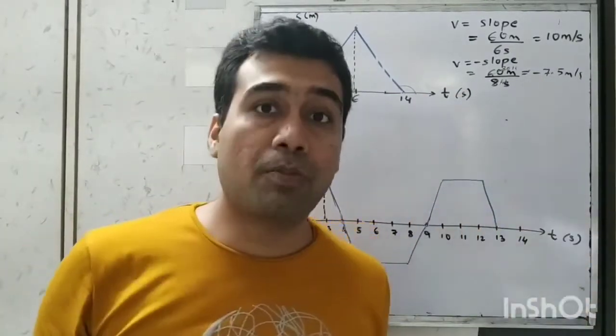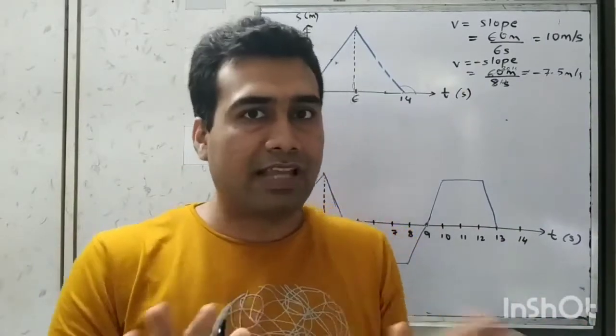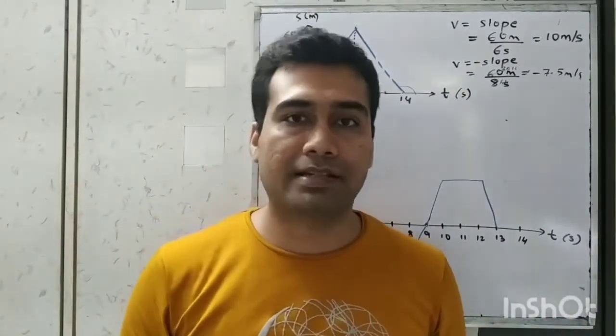So in the end, where is the object? How far is it from the origin? Is it back to the origin? That we cannot guess by looking at the graph. That we'll have to calculate.